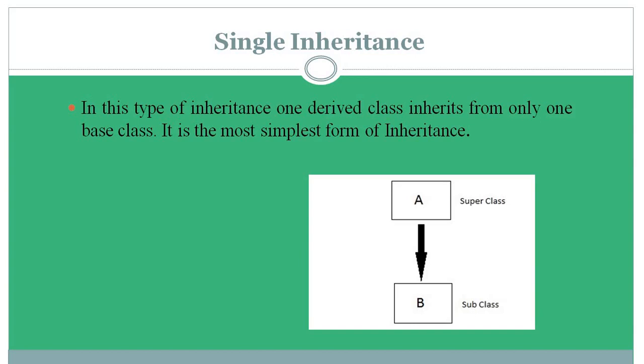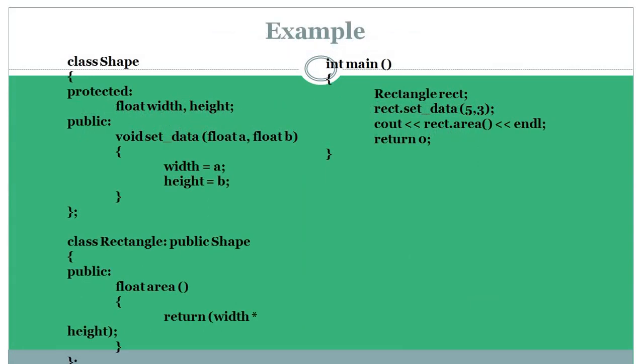First one, single inheritance. Single inheritance is one where you have a single base class and a single derived class. In this type of inheritance, one derived class inherits from only one base class. It is the simplest form of inheritance. In the example, we are using a class named shape, with protected and public members, in the main method.